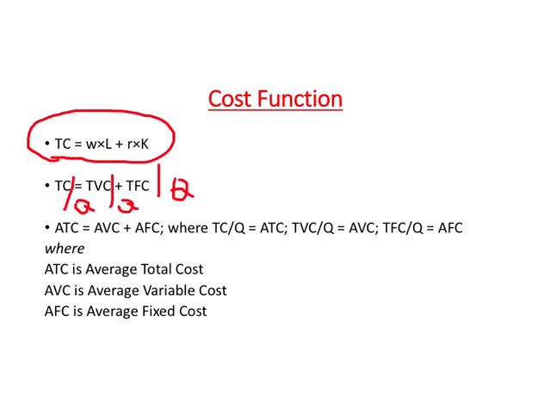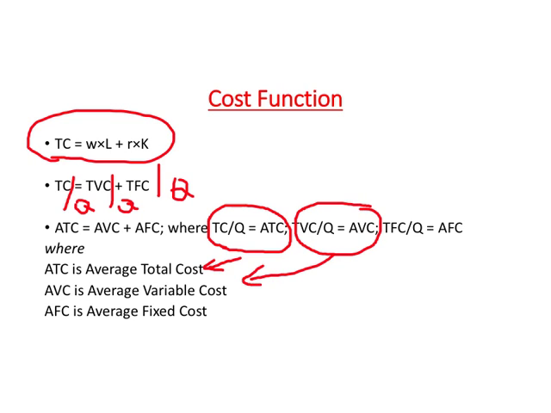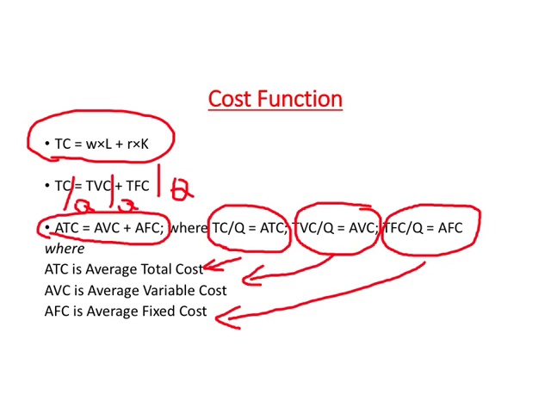TC by Q, we call this ATC, or average total cost of production of 1 unit of output. TVC by Q is AVC, which is average variable cost of producing 1 unit of output. And then we have AFC, which is TFC divided by Q, and that is the average fixed cost per unit of output. So remember, average total cost is equal to the sum of average variable and average fixed cost.